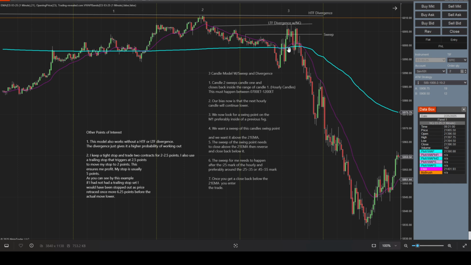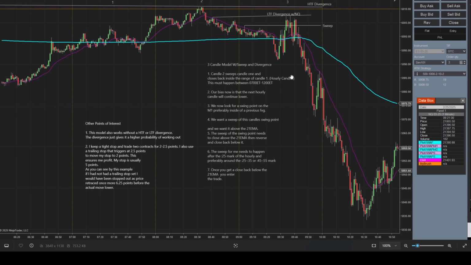And every time price moves 2 ticks in the direction that I want it to go, in this case short, my trailing stop will move 2 ticks behind it. It stays 2 ticks behind it the rest of the time. And I do this because I don't like it to come back on me. And this is the prime example right here. This was taken at a great time, right? It's after the 30-minute mark. Here's the 30-minute mark right here. We've swept. We have divergence. We have 2 divergences. And we get a close back below the 21 EMA.